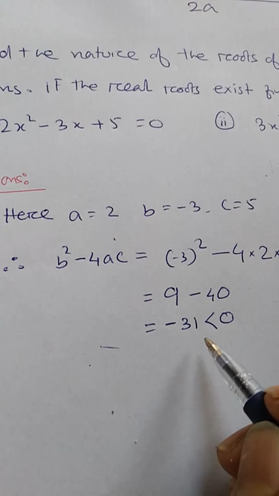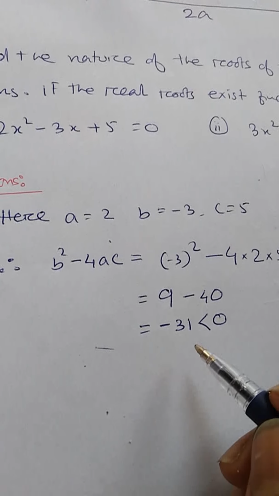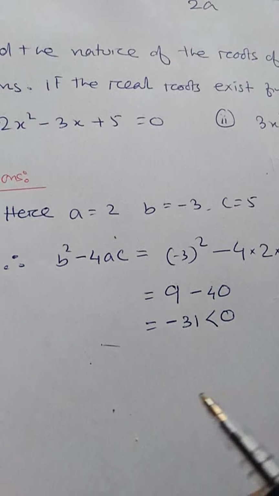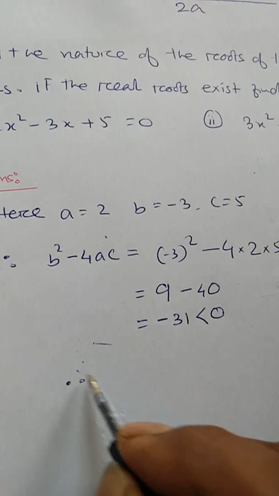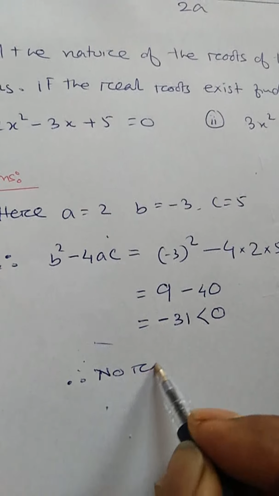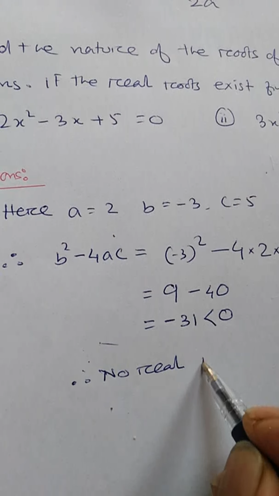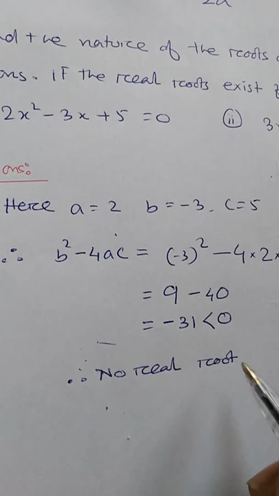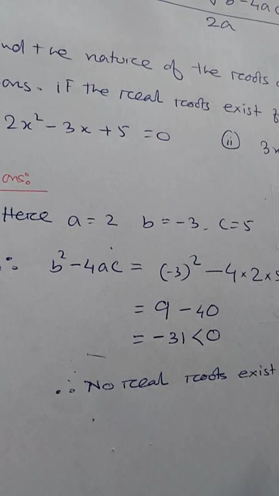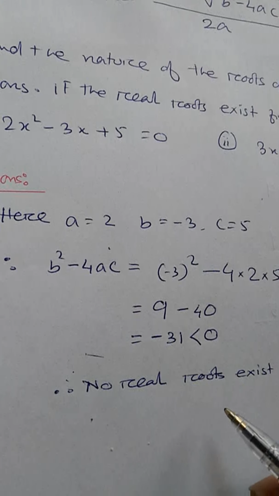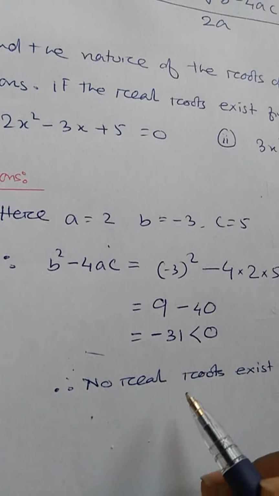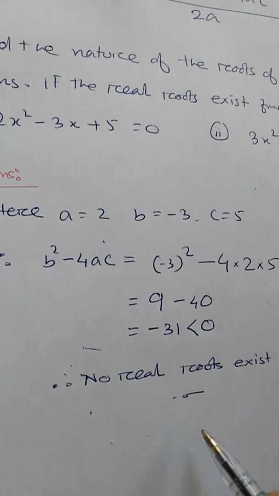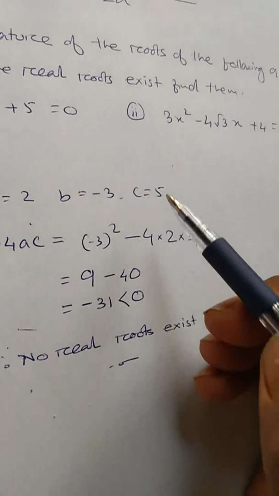Now as it is less than 0, by the condition of discriminant, we have no real roots here. So we will write, therefore, no real roots exist. And we will not find them because real roots are not there. So that will be the answer. Now let us go to the next sum.